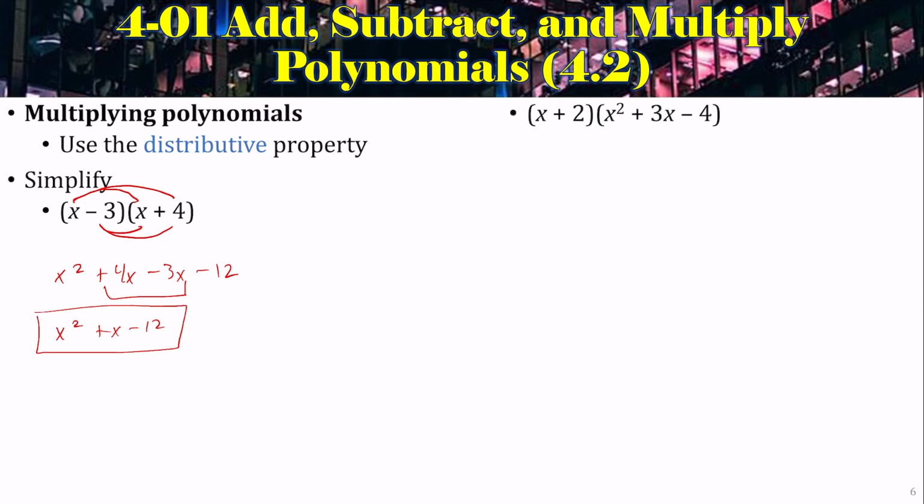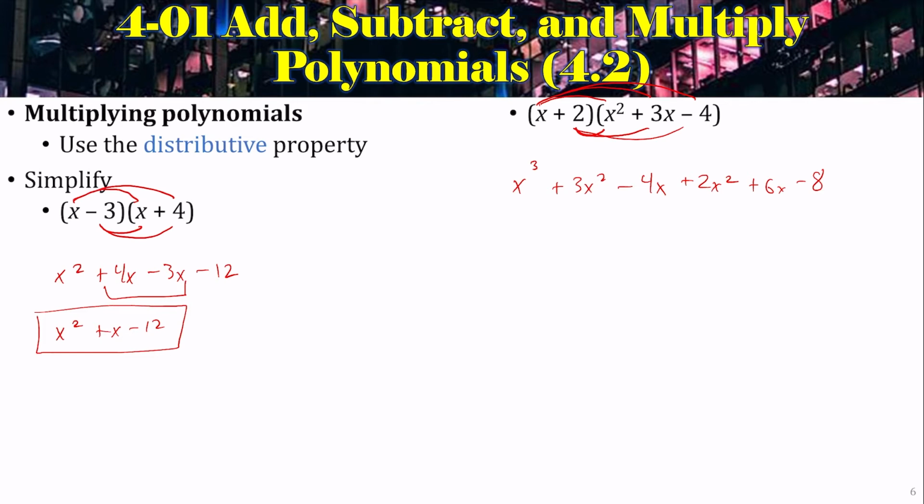Let's try another. Why don't you pause this and try this one. Multiply everything in the first group to everything in the second group. So x times x squared, x times 3x, and x times negative 4. Then the 2 times everything. 2 times x squared, 2 times 3x, and 2 times negative 4.